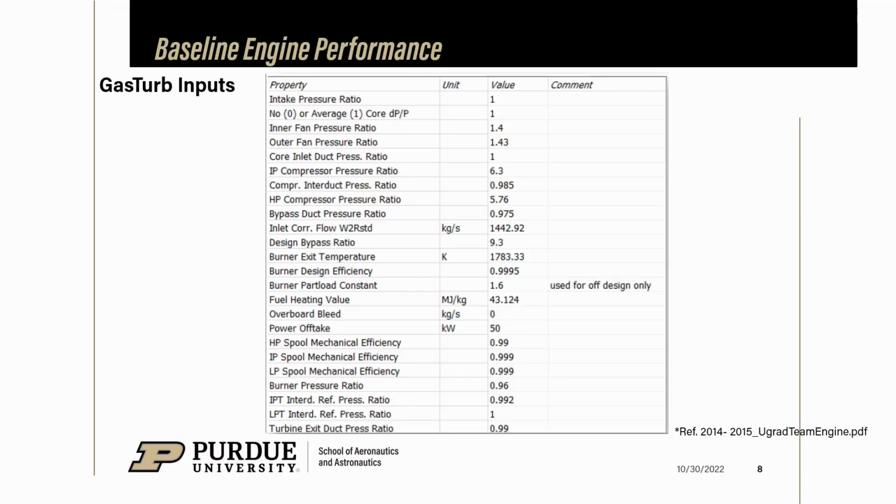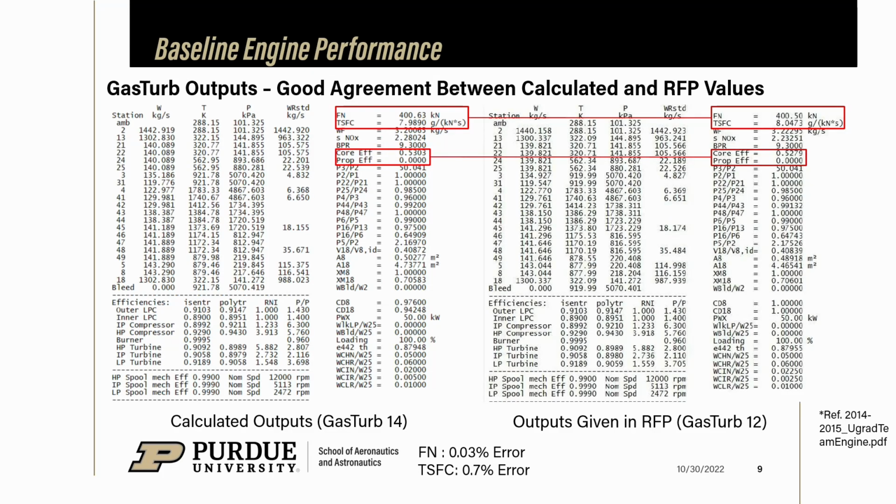So the first major milestone of this project was to analyze the baseline engine that was provided in the request for proposal. By replicating the results of this engine analysis, we can confirm that we have installed gas turbine correctly and it is operating as intended. This exercise also demonstrates that the team has developed a working knowledge of gas turbine. This analysis was conducted by inputting the relevant engine parameters from the request for proposal into gas turbine's 3-spool turbofan model. Our results matched reasonably well with the results given in the request for proposal.